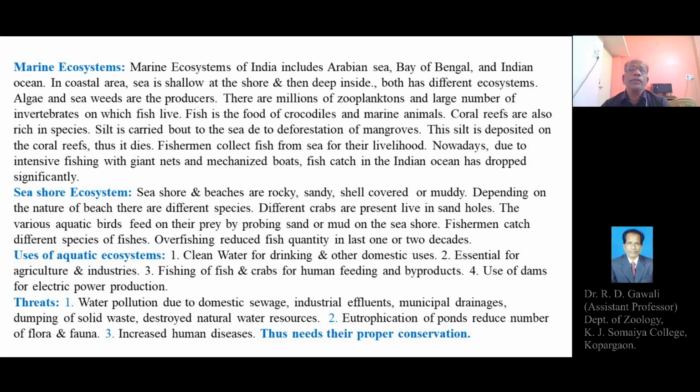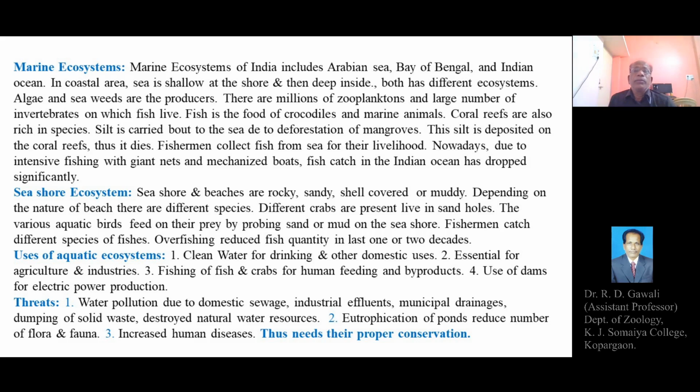Algae and seaweeds are the producers. Irrespective of the species or type of algae, the algae and the seaweeds form the producer category, the aquatic plants which serve as producers.